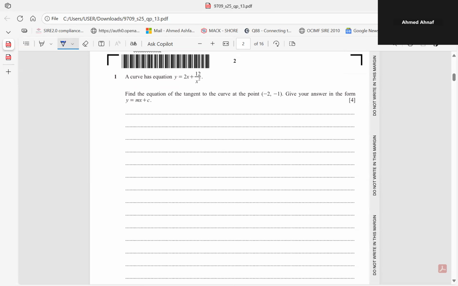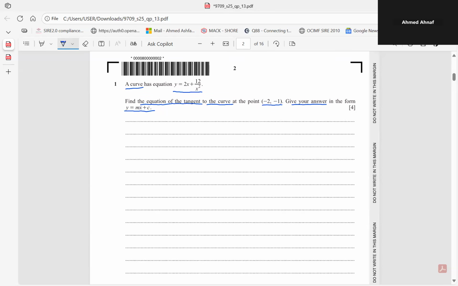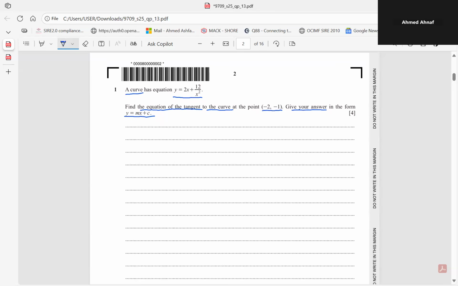Okay, so for the first question, we're told that a curve has this equation, and we're supposed to find the equation of the tangent to the curve at this point. We're supposed to give our answer in the form y equals mx plus c. First of all, to find the equation of the tangent at a particular point, you have to know the gradient at that point. And to know the gradient, you're going to have to find dy/dx.